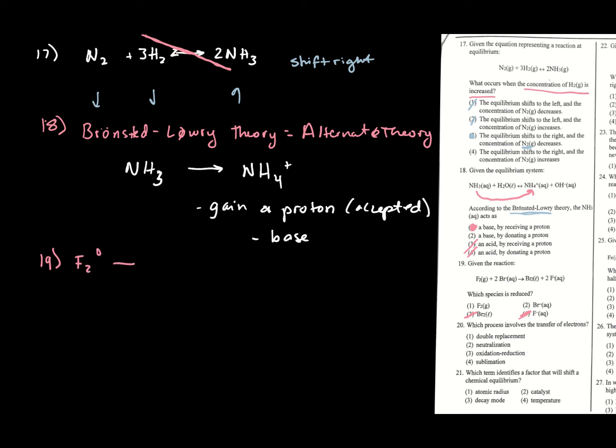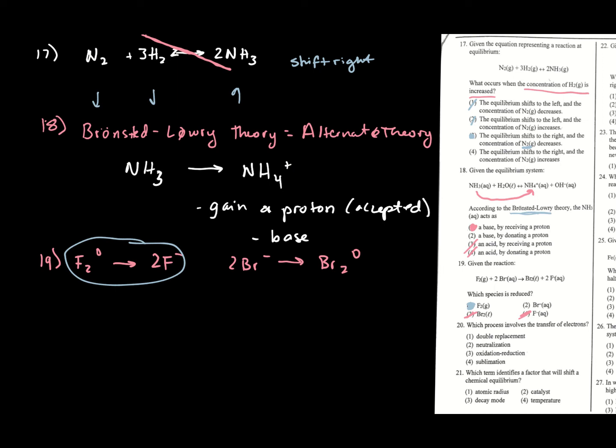Is it F2 to become 2F minus? Or is it 2Br minus to become Br2? So gaining electrons means we're becoming more negative. We're gaining negative charges. So who gained? It's this guy, F2, because we became more negative.